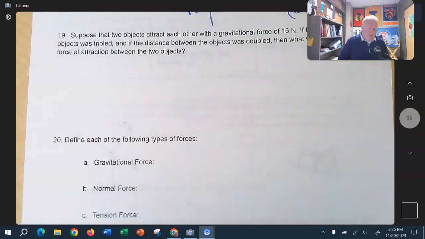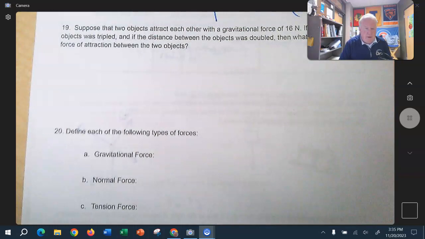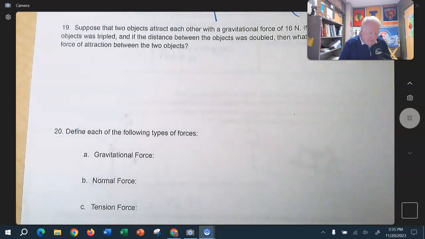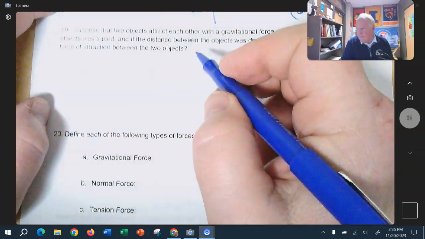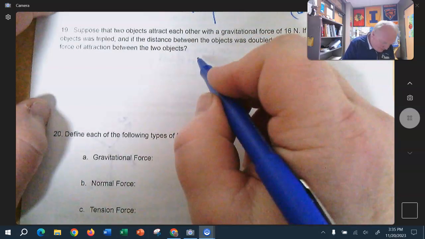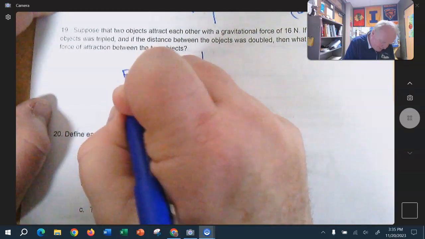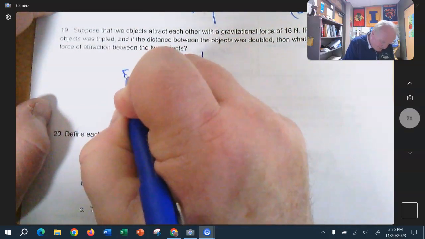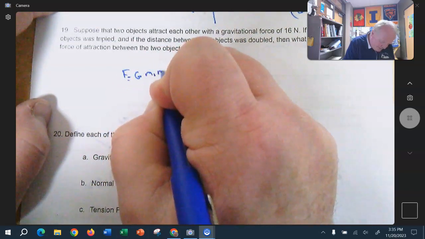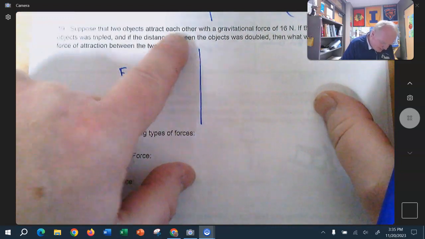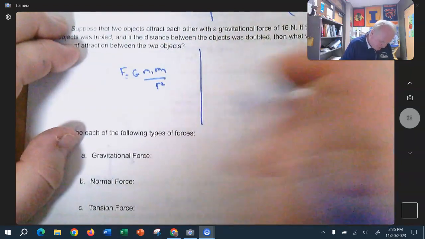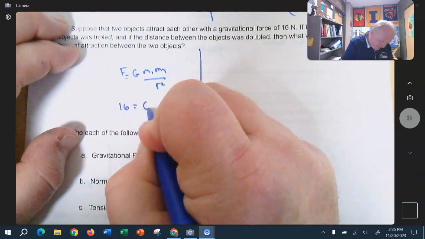Question 19. This is the one where too many of us are making a mistake. If you're in either class, this is the way we do this. There's maybe just one question here. We write down the equation: force equals G m1 m2 divided by r squared. It says that objects attract each other with a gravitational force of 16. So this is going to be 16.